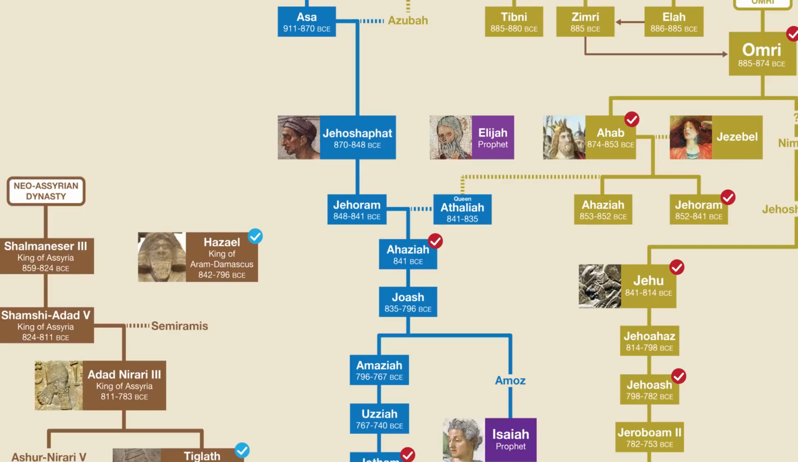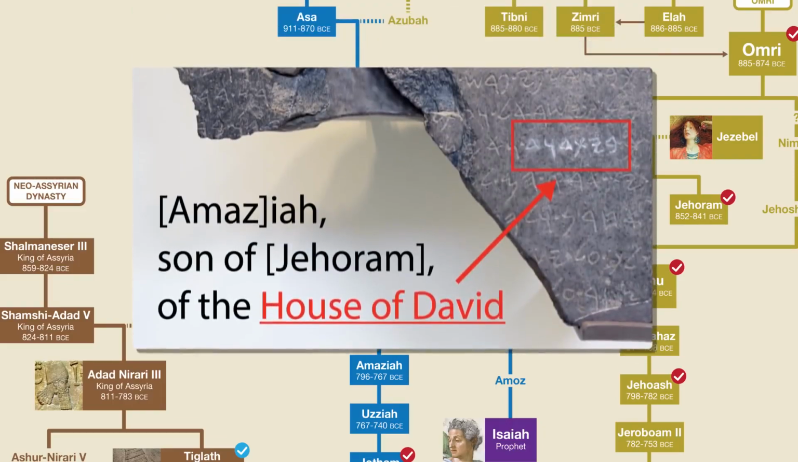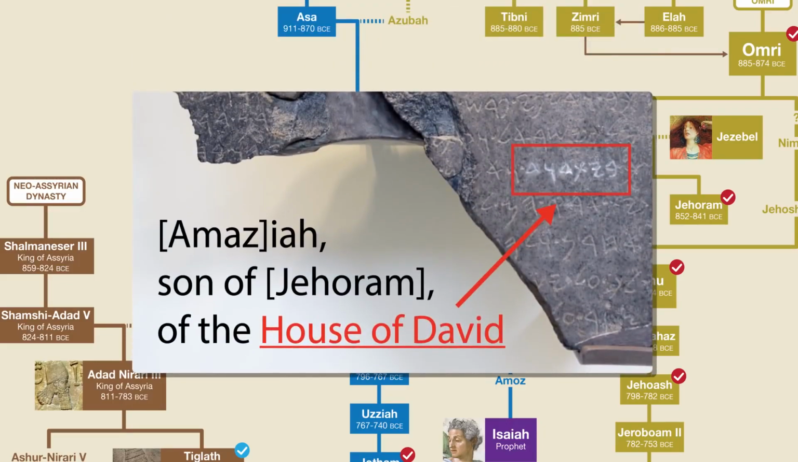king of Aram Damascus. Which brings me back to the Tel Dan stele, which describes the incident. In that inscription, it appears to read, Amaziah, son of Jehoram, of the house of David. This is important because it is the earliest reference in the archaeological record to the house of David. But note that it doesn't directly reference David as king, nor does it describe anything that David did. Instead, it simply references the existence of a royal dynasty named after someone called David.